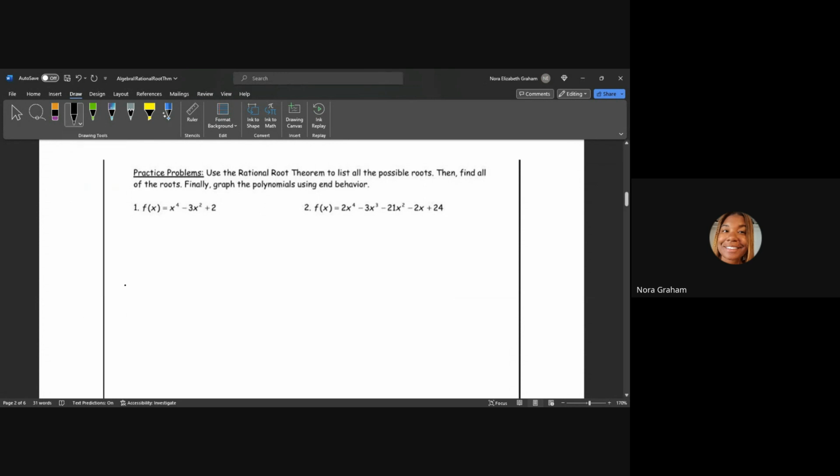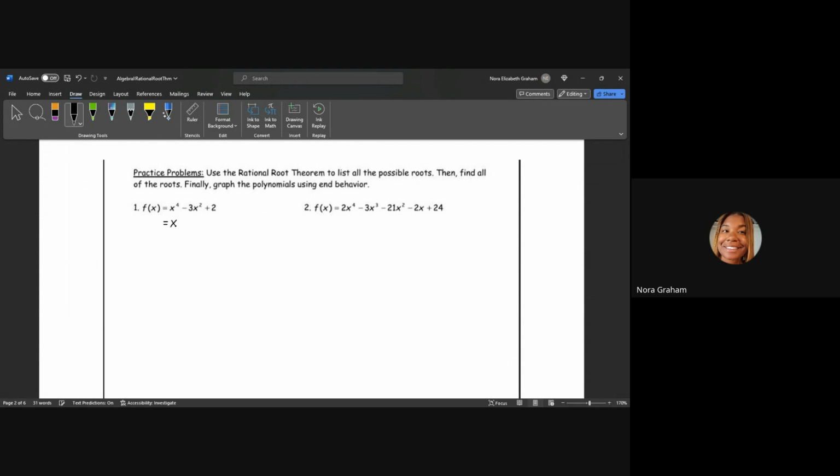So remember, our roots is just when our polynomial hits our x-axis and when our y equals 0. So for this first one, you always want to make sure that your polynomial has all its degrees. So right here, we're missing the third degree. We have the second, we're missing the first degree, and we have our constant. So let's write it out so we make sure we have all of our degrees.